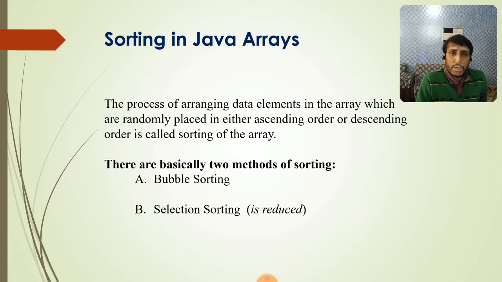So there are basically two methods of sorting. One is bubble sorting and another one is selection sorting. Selection sorting is reduced in this session, so we are only going to learn bubble sorting. So let's talk about the bubble sorting.